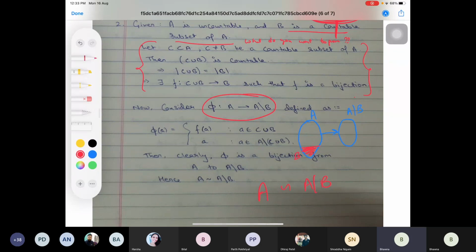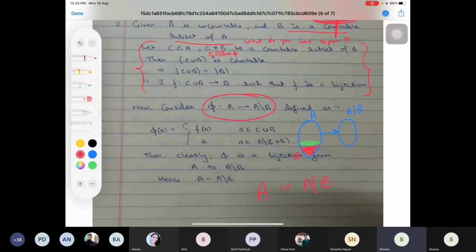I want to make a bijection from A to A minus B. So what will happen to B? What he was doing is he was trying to take something C which is also countable, but C is not equal to B. So the correct choice should be that C intersection B is equal to empty.